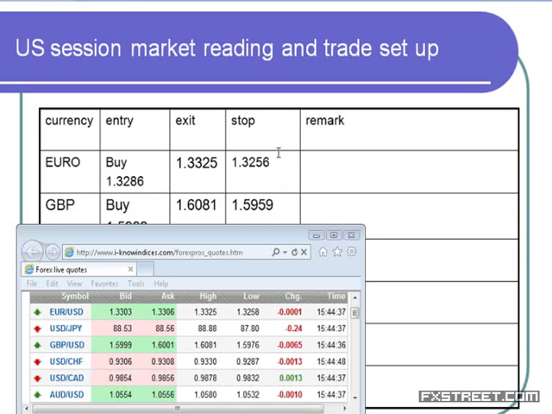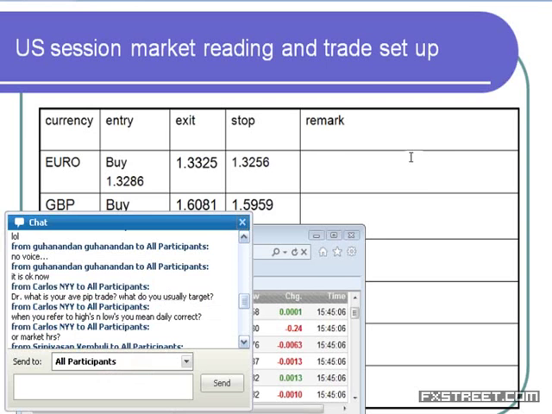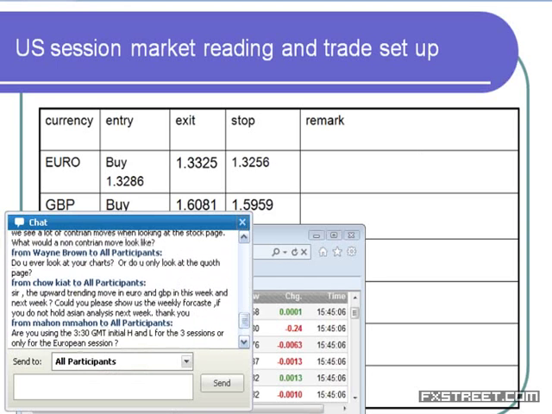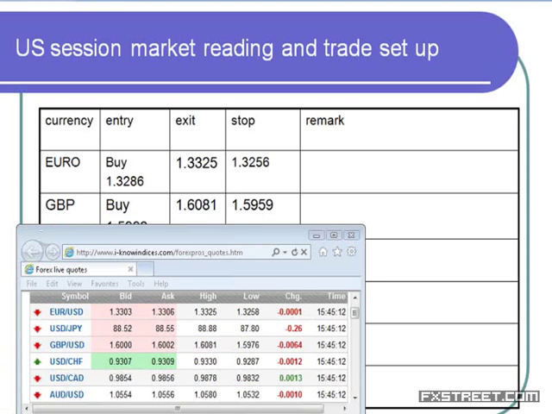We see a lot of contrarian moves when looking at the stock page. What would a non-contrarian move look like? A non-contrarian move is either a USD gaining move or a USD weakening move. Simple. See, they have gained the level now in euro, and now they will be breaching that 1.3325 slowly. Afterwards, you will come across quick jumps happening in the market.